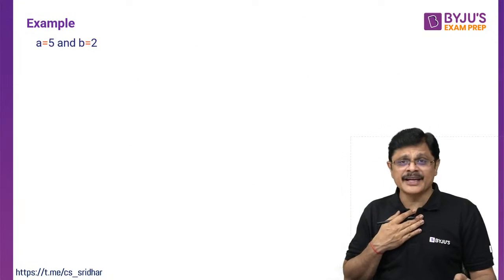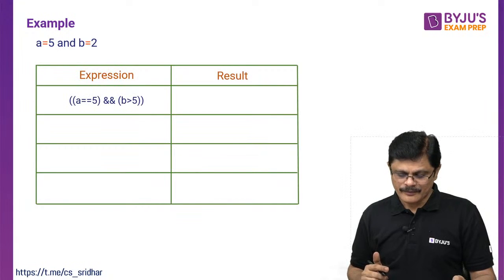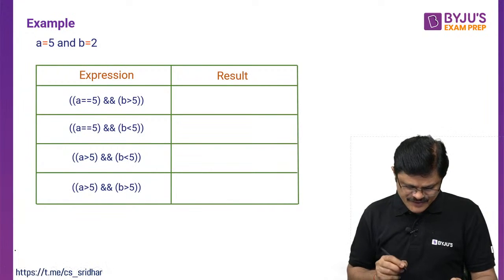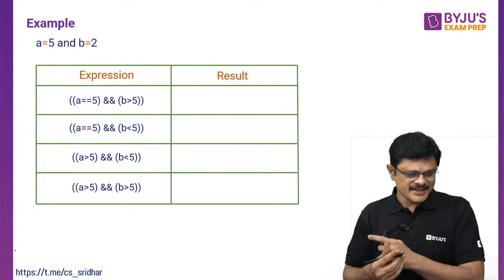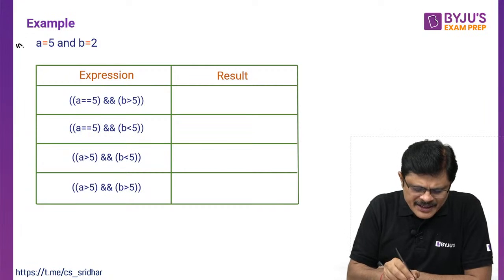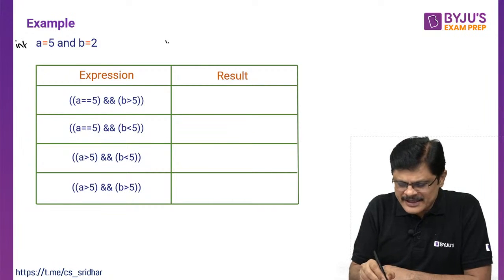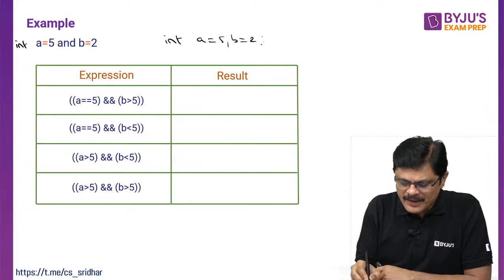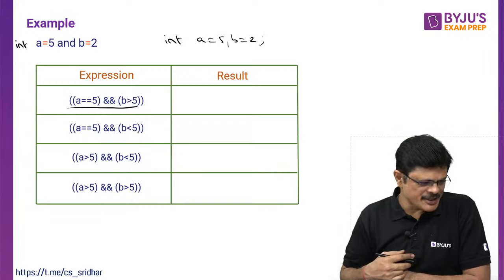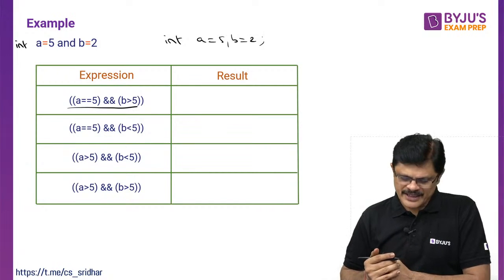Now, let us take one example. Please write the answers for this, my dear friends. What is the answer expected? Take integers: int A is equal to 5 and B equal to 2. Suppose printf with %d, and I write this particular expression. What is the answer? First one, he says 0.